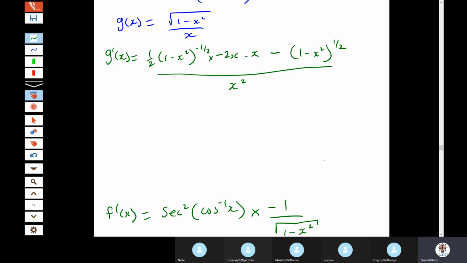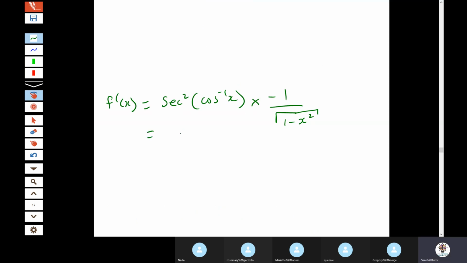Come on, think with me. Tell me now. Don't make it too hard either. Super simple. Just tell me what you're thinking. Sec squared inverse cos x. What are you thinking? Change it to what? 1 on cos.